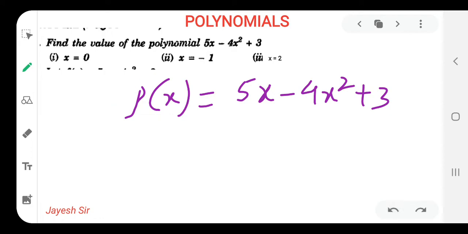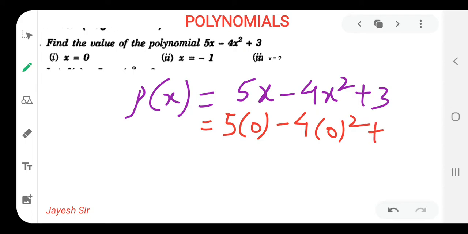Now we have to put the value of x in the first sum. In the first sum, what are we supposed to put? We are supposed to put the value of x as 0. So instead of x, we will put 0. 5 into 0 minus 4 into 0 square plus 3. 5 into 0, we all know is 0. Anything multiplied by 0 makes it 0. Then 4 into 0 square.